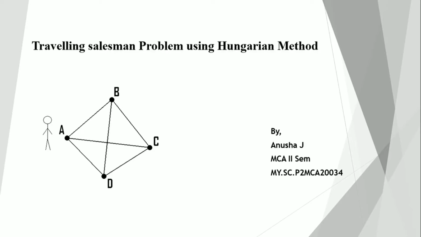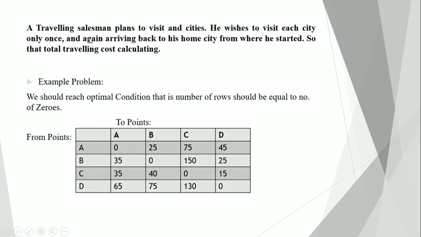Today's topic is the traveling salesman problem using the Hungarian method. Today, we are going to learn about the traveling salesman problem using the Hungarian method. There is an optimal condition for it: the number of rows should be equal to the number of zeros.